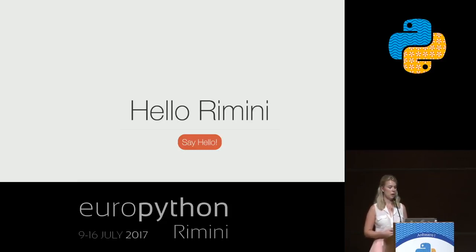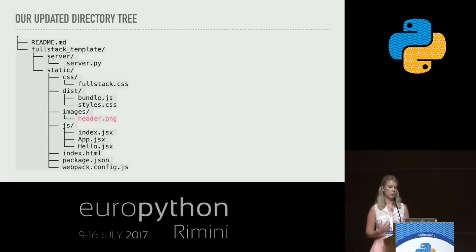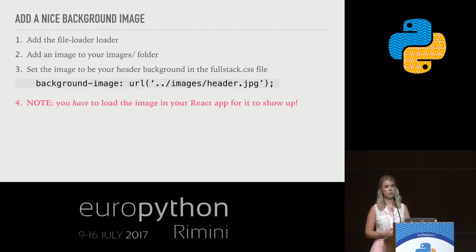It looks different and it's quite nice, but I would still like to add a background image. Adding a background image is just adding an image to our image folder. We need to then use a file loader to load that image. When you use a file loader, you can specify what types of files you want it to load. So in our case, we are going to specify that we will load JPEGs and PNGs, etc. And that is just another rule in your Webpack config. And then you need to add a background URL to your CSS, as we've done here.